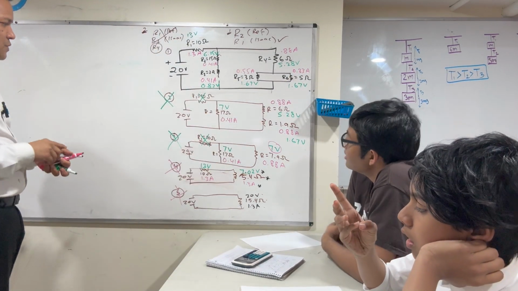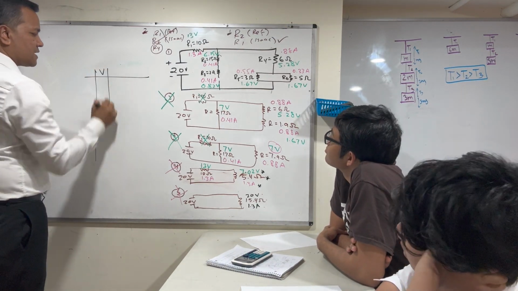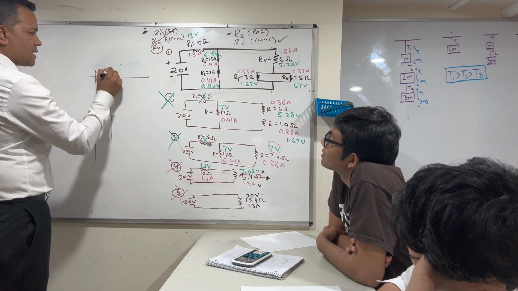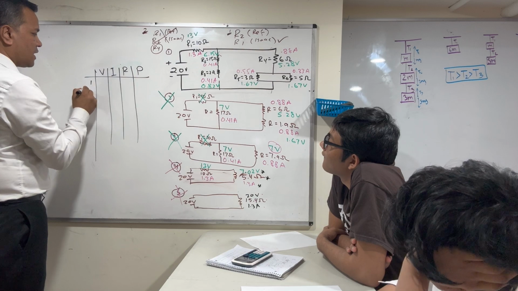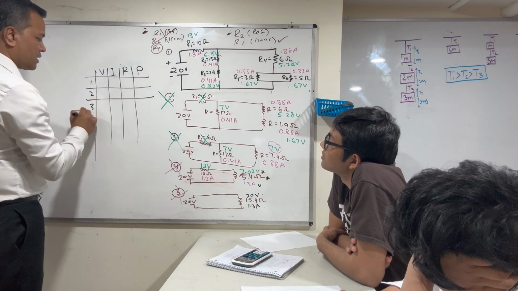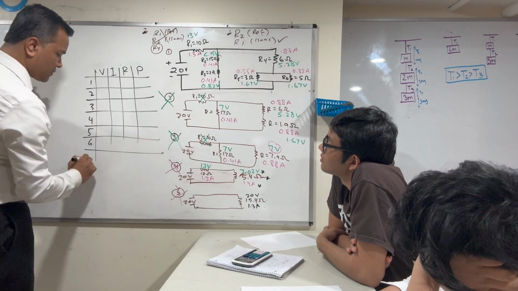We're going to put them together. Can you guess what we're going to do? Voltage, and then current. V, I, and then resistance, R, and then power. Okay, 1, 2, 3, 4, 5, 6, and total.